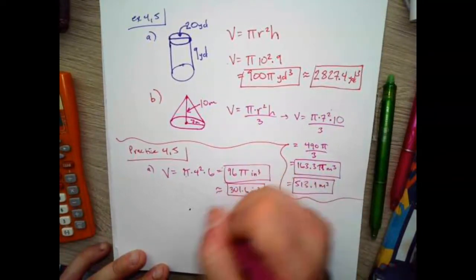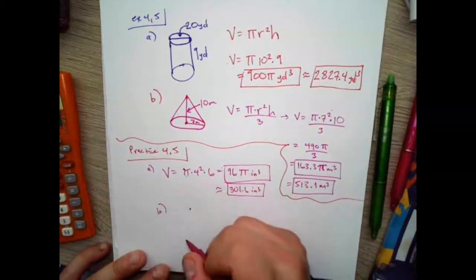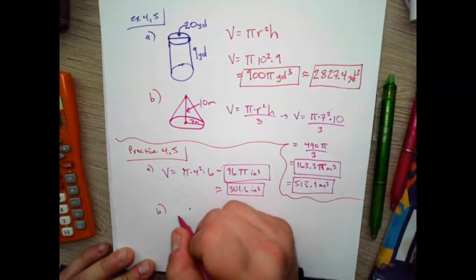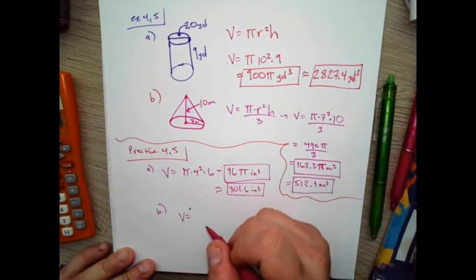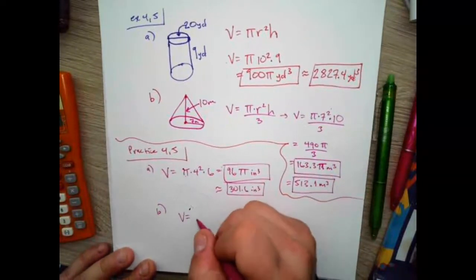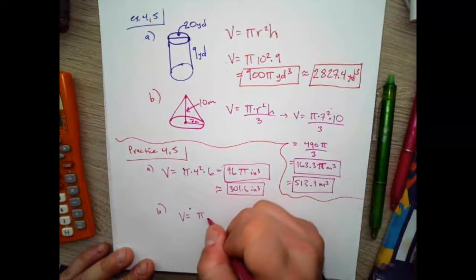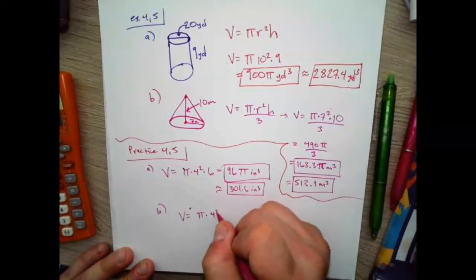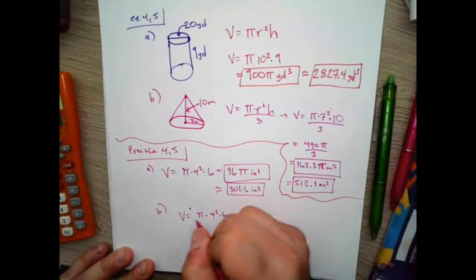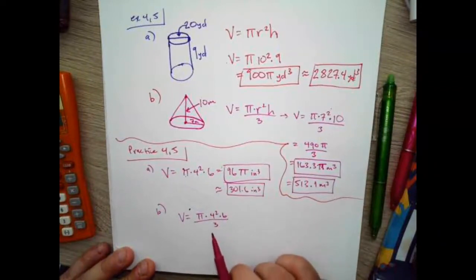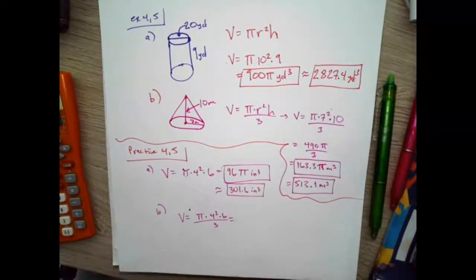In B, we have a cone with radius 4 inches and height 6 inches. So pi times the radius squared times the height divided by 3. In fact, it has the same radius and height as the cylinder in problem A. It's just a cone, so we need to divide by 3. So it's really just going to be these same numbers, but divided by 3.